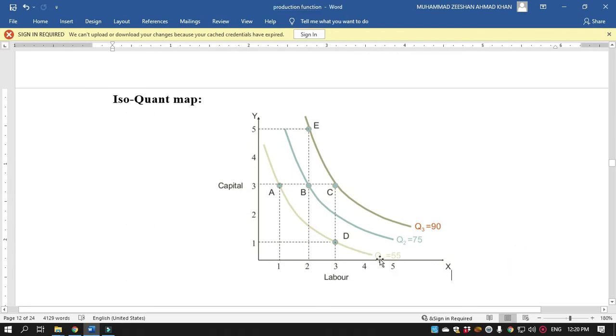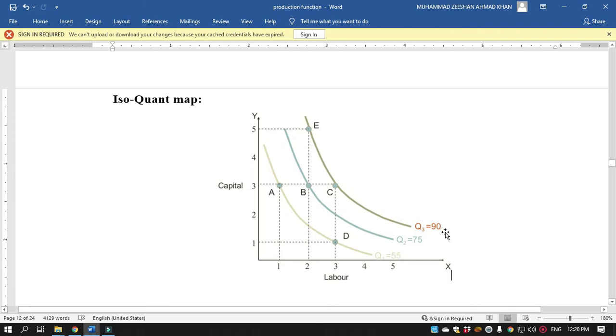You can see that the lowest level of output is produced at this isoquant representing points A and D. So A and D are on the lowest isoquant line, which means the lowest output is being produced, while the B combination of labor and capital is on a slightly higher isoquant curve, which is producing a higher output level, and the C and E combinations of the two factors exist on the highest level of output, which is producing 90 units of output.